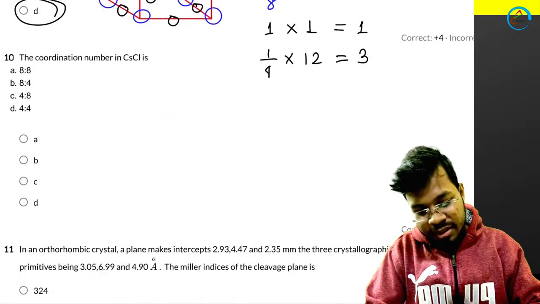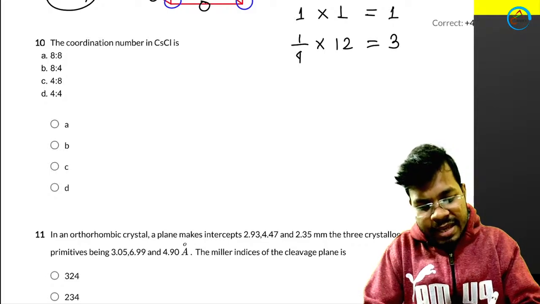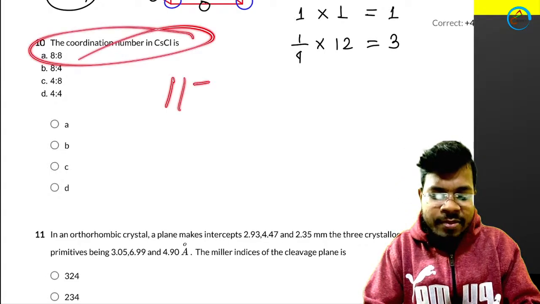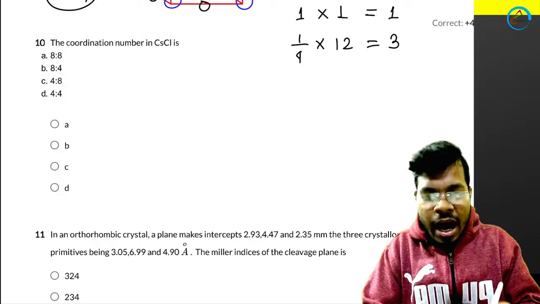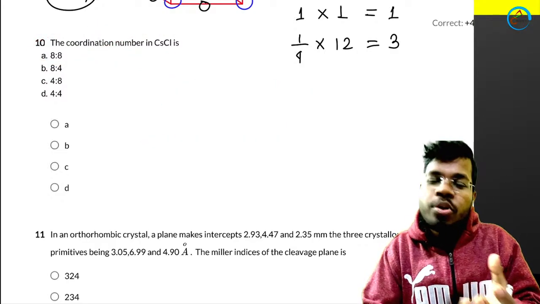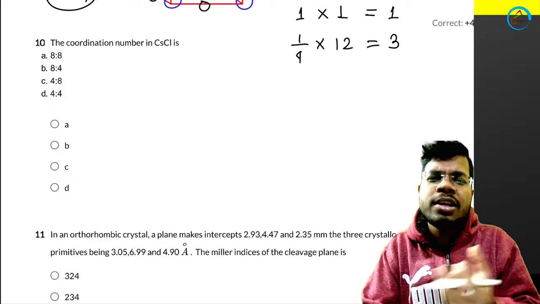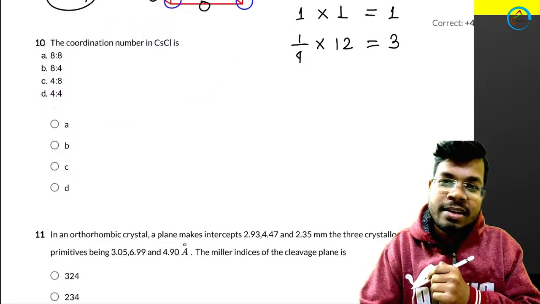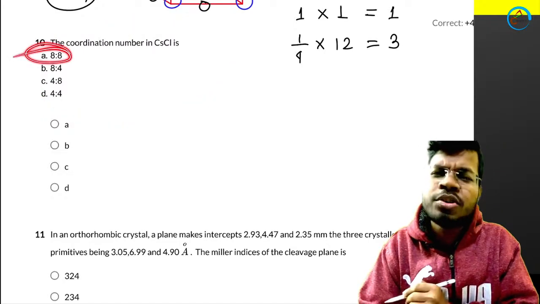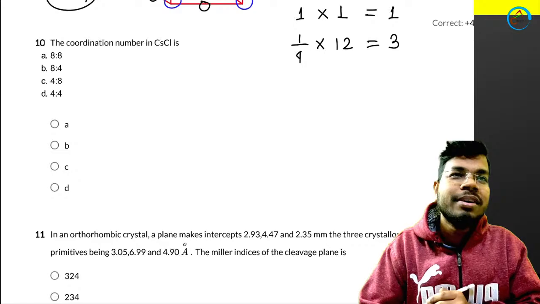Okay, next question. The coordination number of CsCl. This question actually came in the IIT JAM examination already. So don't think this question is too easy. As I already told you, I will be giving you those questions which are related to the IIT JAM examination. So you can follow these kinds of very easy questions.